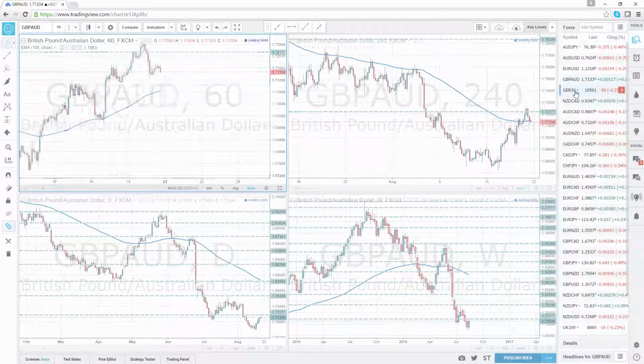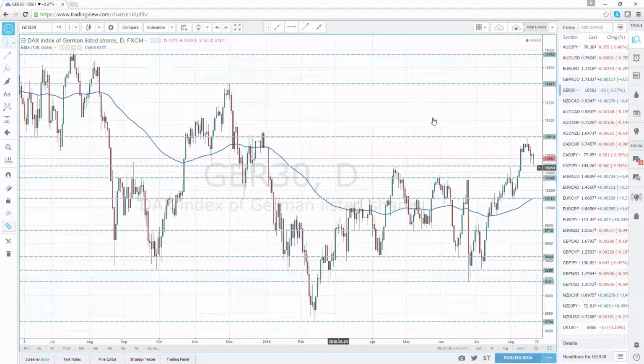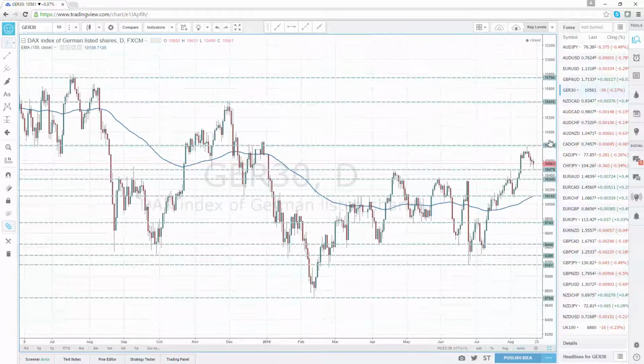We then have the DAX, so the German 30 here, and for some reason the 4-hour chart is not showing up there, but that's not a problem, because I can demonstrate this on the 1-hour chart. Let's start with the daily chart just to look at the bigger picture.